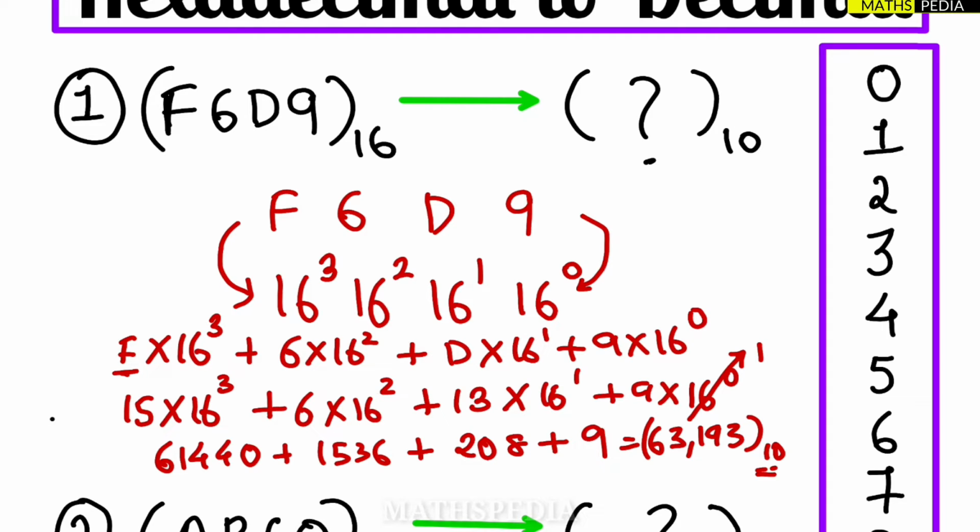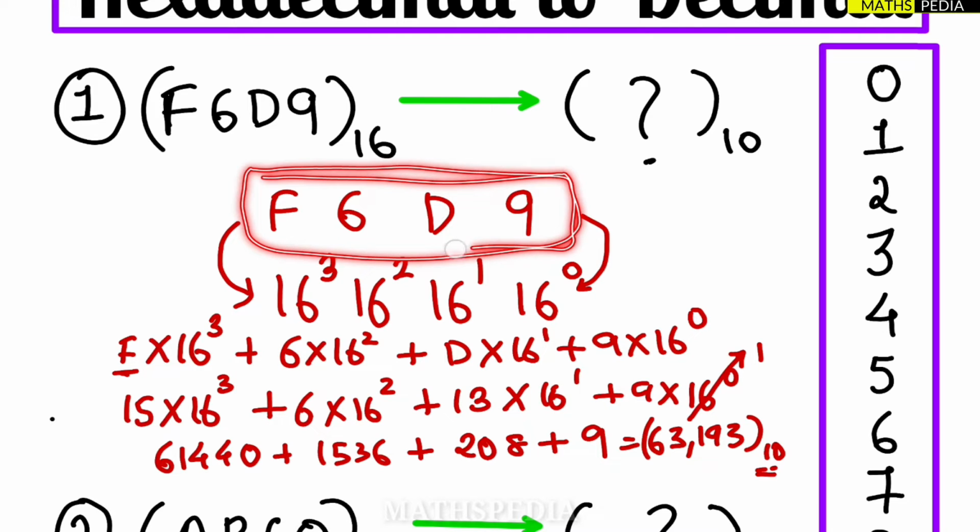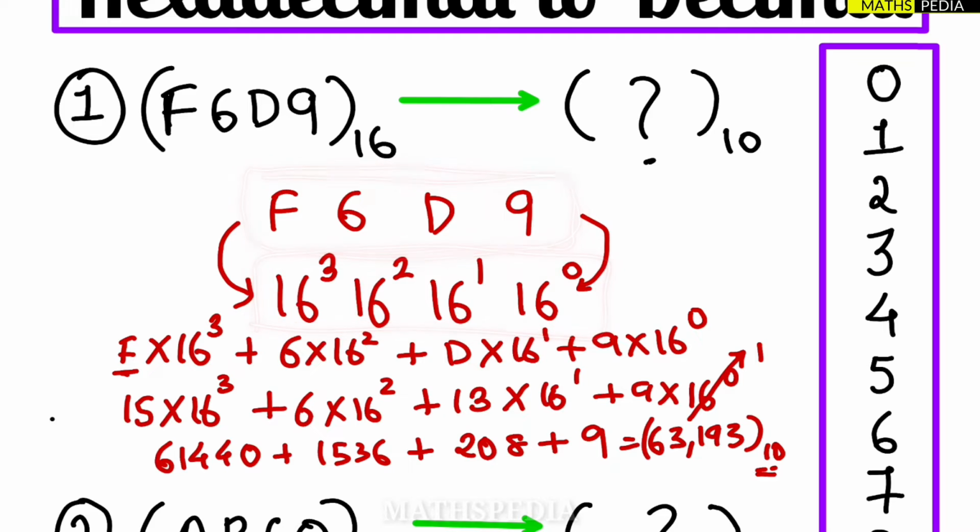Now F6D9 is given. From the right hand side always you have to start. So from the right hand side I have started from 16 power 0, then 16 power 1, 16 power 2, 16 power 3 I have written. So four symbols they have given, for that I have written the 16 powers. Now the basic idea is just multiply and add them. You can multiply from left hand side or right hand side, anything is fine. So I'll start from left hand side. I have to multiply F into 16 power 3 plus 6 into 16 power 2 plus D into 16 power 1 plus 9 into 16 power 0.